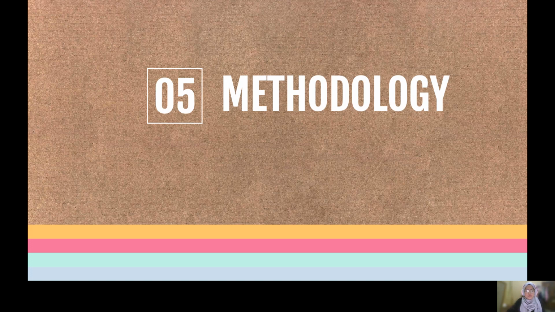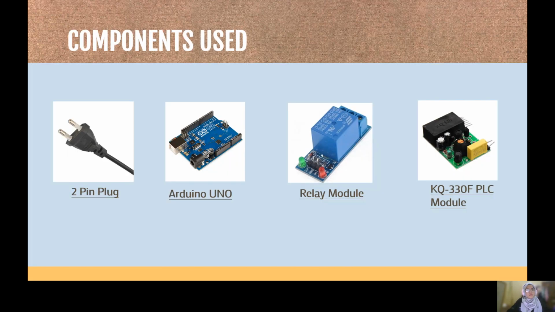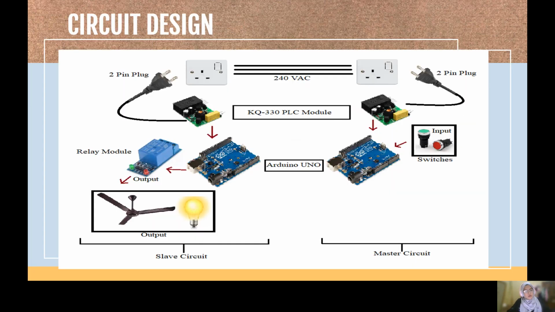So now let's move on to the methodology. These are the components used in order to construct this project: the 2-pin plug, the Arduino Uno, the relay module, and the KQ330F PLC module. This is the main component actually, the PLC module. Now we go on to the circuit design. There are two circuits in this project: the master circuit that acts as the transmitter and the slave circuit, which acts as the receiver.